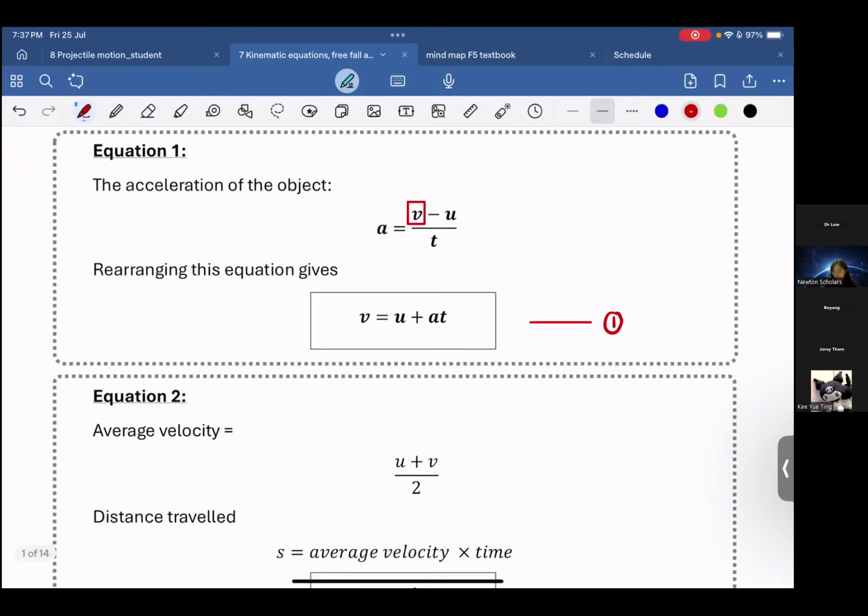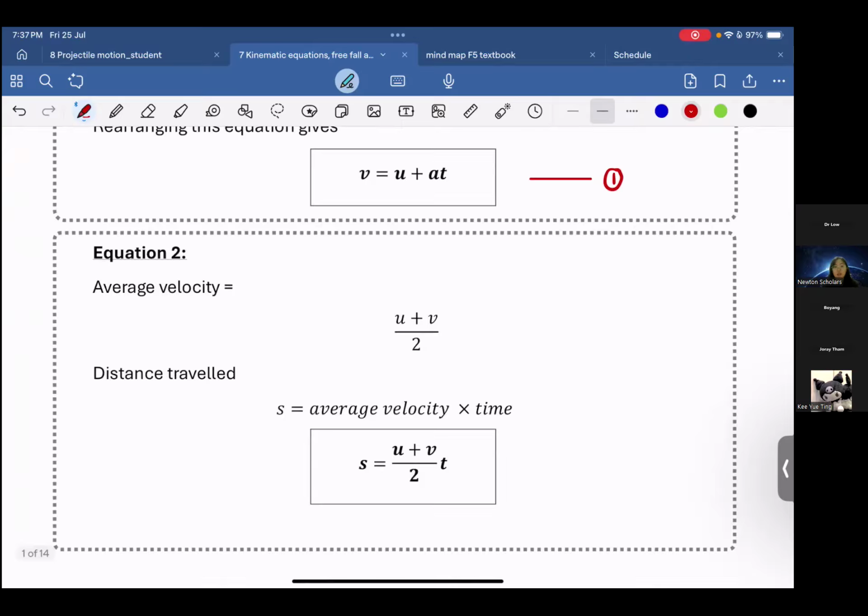Second formula, how we get it: average velocity. Average means you add them up, then divide by 2. So the average is (u plus v) divided by 2. For distance travelled, just now I told you v equals s over t, so distance equals average velocity times the time. So we get the second formula: average velocity times the time.